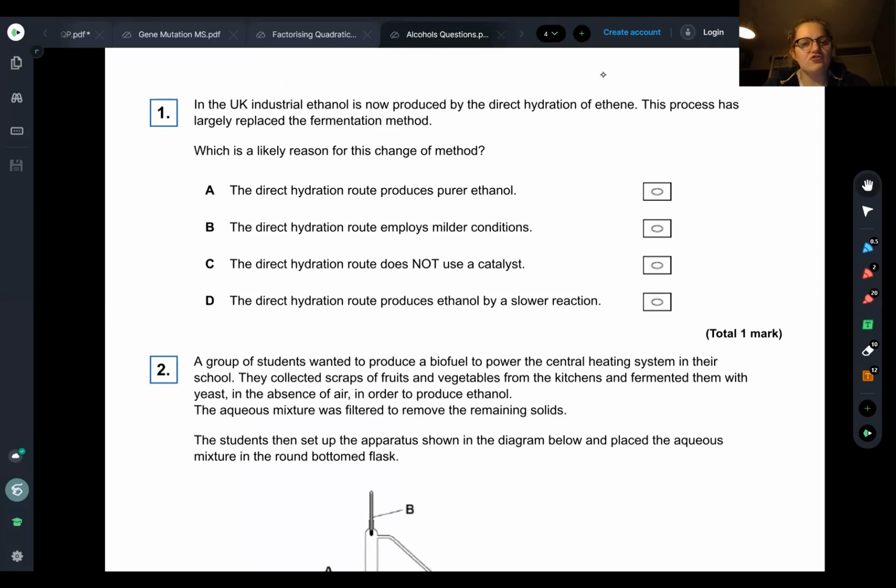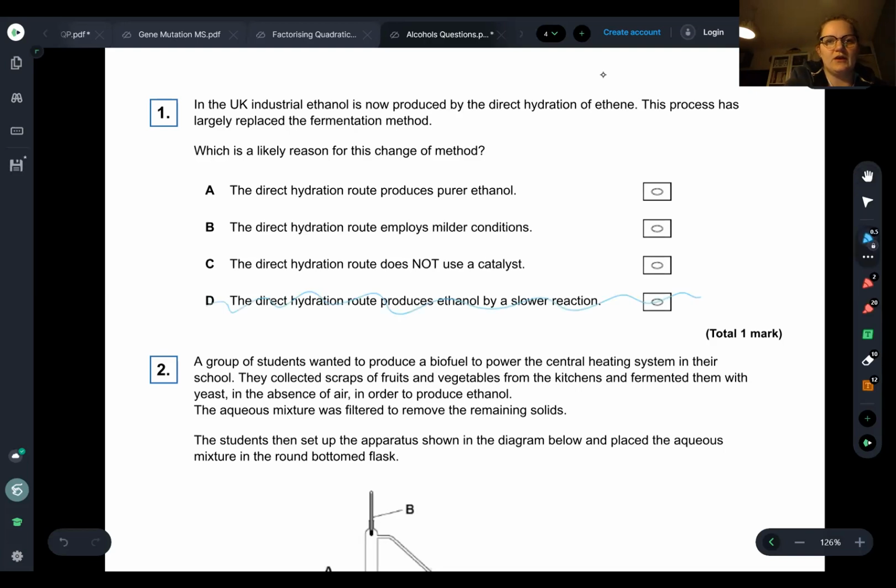So the direct hydration route produces ethanol by a slower reaction. Well, if it does it slower, that would make no sense. We wouldn't want to do it that way. So even if we didn't know the answer, we could say, well, it's not going to be that one. I'm just going to double check that we can see this screen still. Yeah.